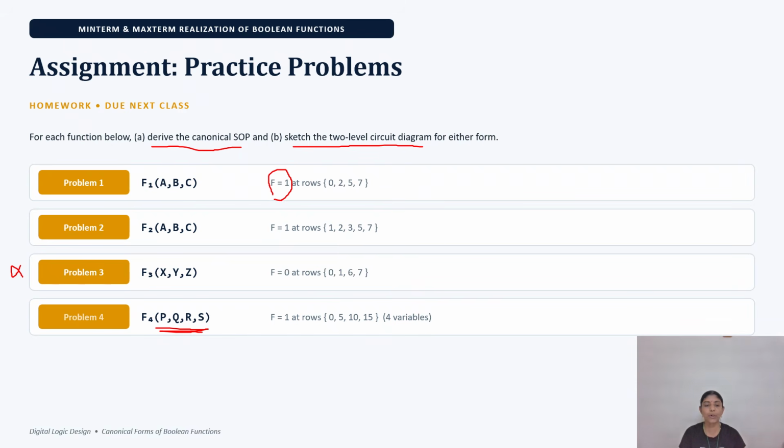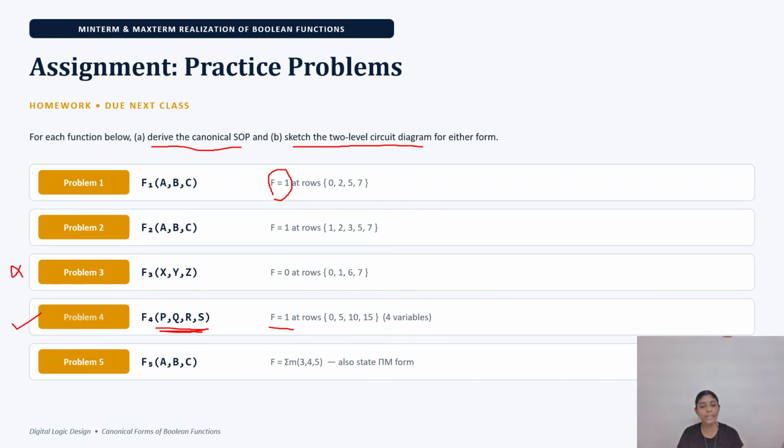PQRS. So PQRS means I have given you 4 variables. In the 4 variables, you have to consider where it is having 1. Where is it having 1? 0, 5, 10 and 15. So how many literals will you get in every group? 4 literals you will get in every group. Please try to work out this problem carefully.